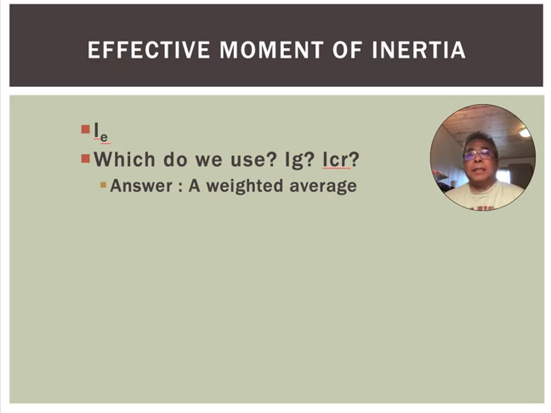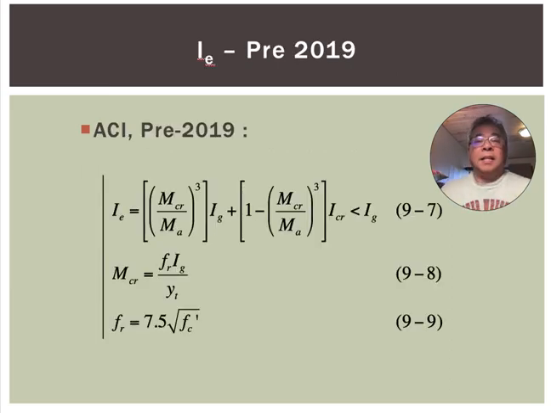Okay. Well, this changed just last year. So up until 2019, this was the formula to make your average. Okay. You take a certain factor times the gross plus a certain factor times the cracked. Okay. And this is how you get the cracking moment, just My over I. You solve it for M, and Fr is the tensile strength, 7.5 square root f prime c. Okay. And if it's less than cracked, you can't use it; it can't be greater than the gross moment of inertia. This formula will come out greater than gross sometimes.